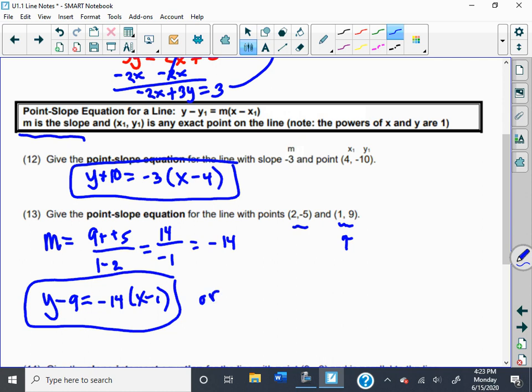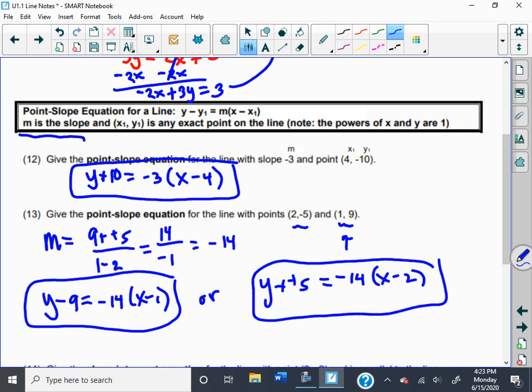If you use the point 2, negative 5, your answer would be y minus negative 5, which is going to be y plus 5, equals the slope, negative 14 times x minus 2. So if the problem asks you to write an equation in point slope, you can give either answer. You don't have to give both, but there are two different answers.